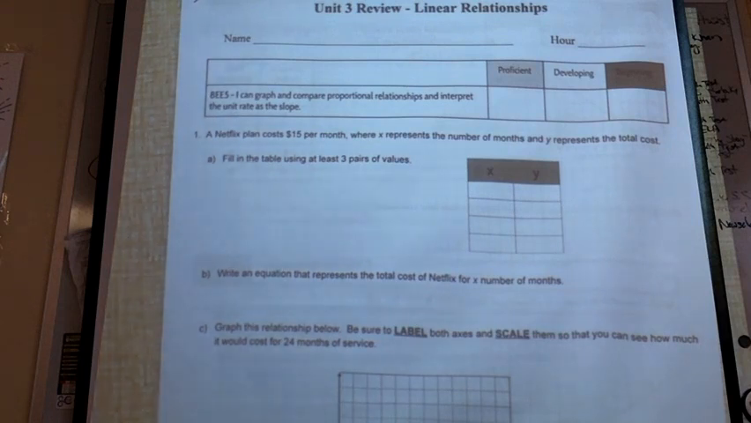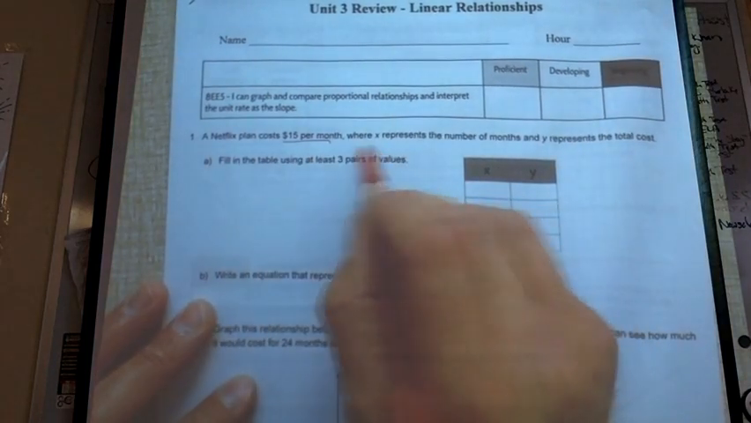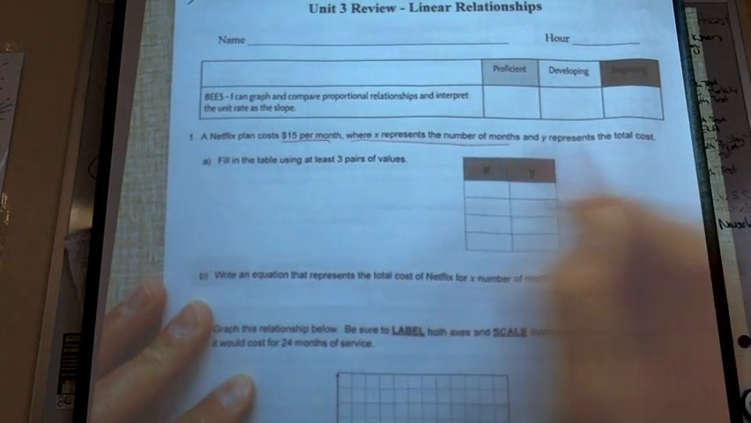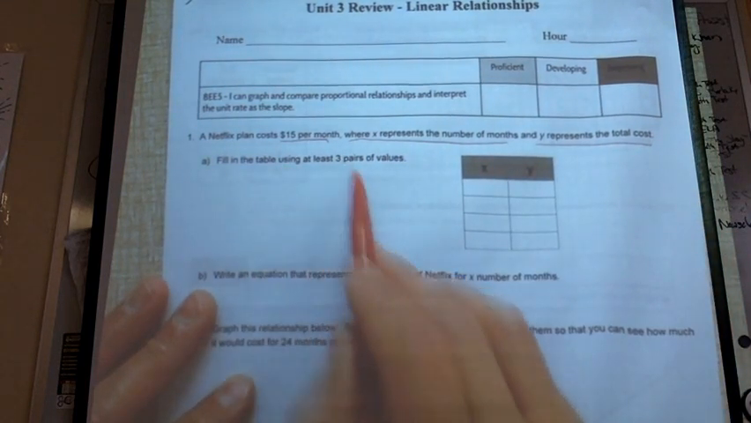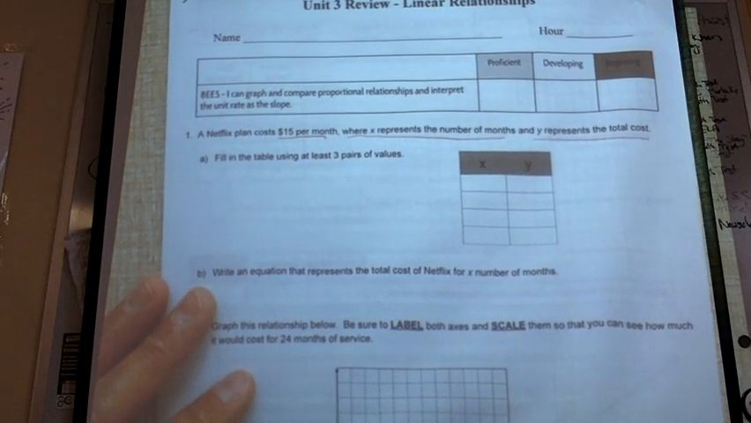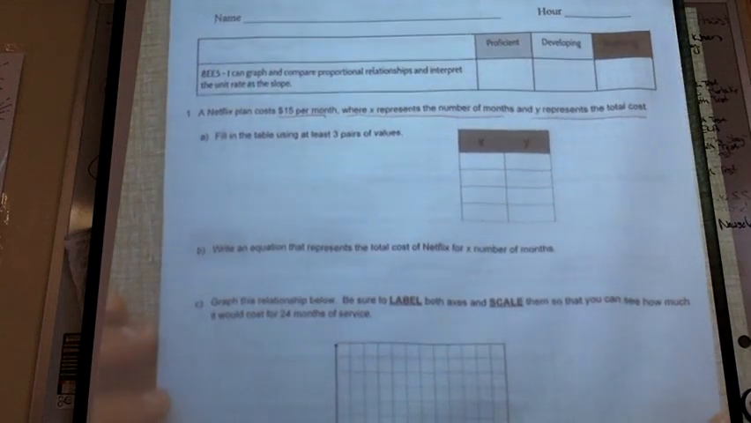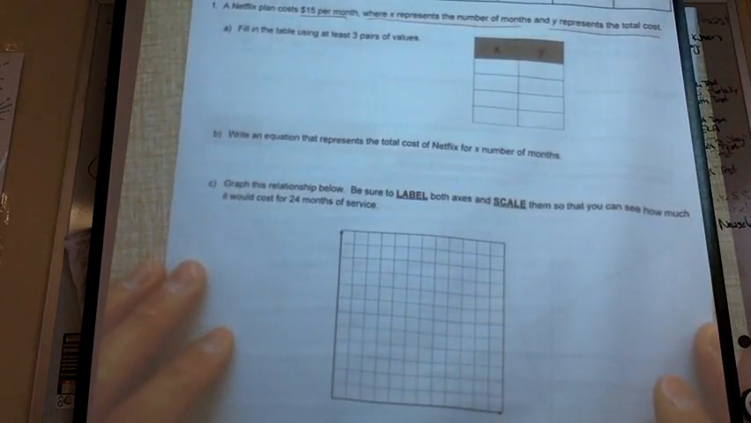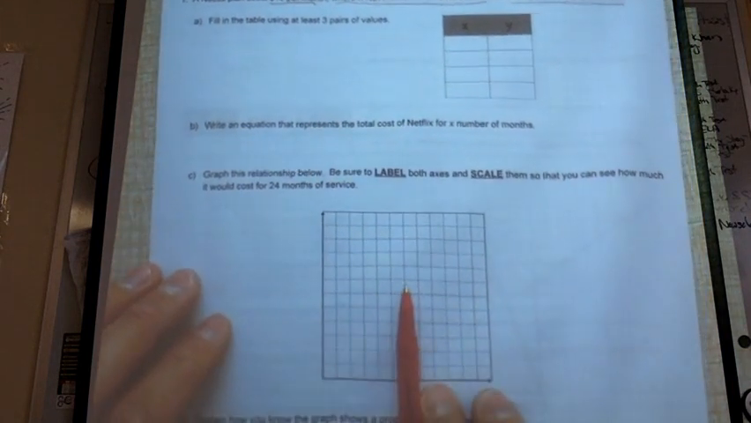So starting with number 1. It says a Netflix plan costs $15 per month, where X represents the number of months and Y represents the total cost. Fill in the table using at least 3 pairs of values. So the first thing I want to look at is what we're going to be asked to do: we're going to fill in the table, we have to come up with an equation, and then we have to graph it, all for this one problem.